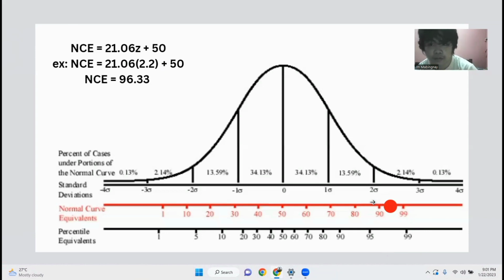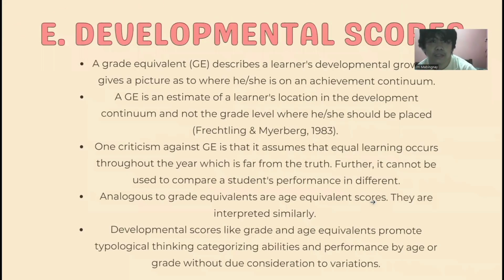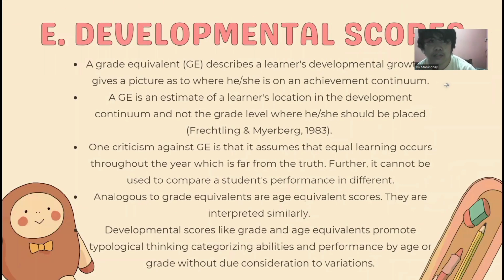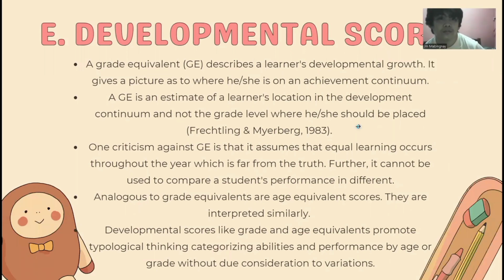Now let's move on to developmental scores. Developmental score is also known as GE, or grade equivalent. It describes learners' developmental growth. It gives a picture of where he or she is on an achievement continuum. This developmental score is used to know the progress of a student in his or her learning within a number of months, how many months the semester has been running.